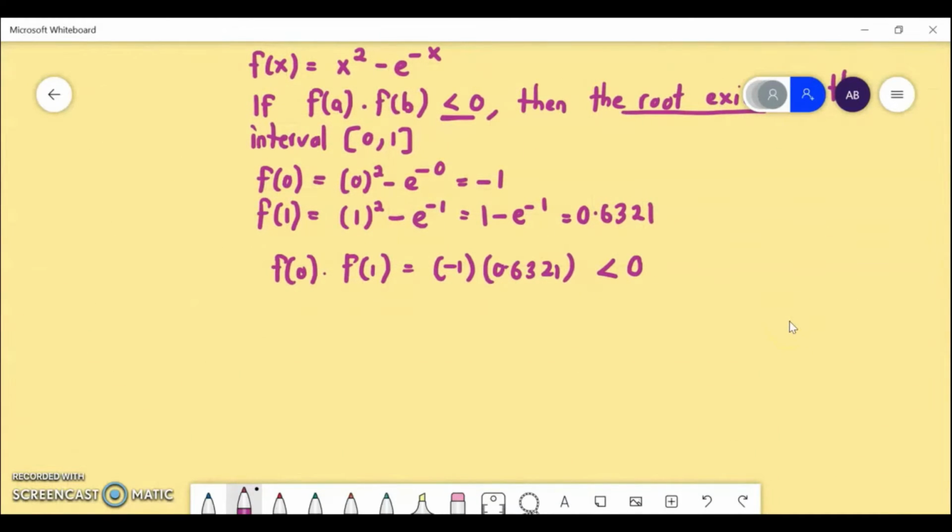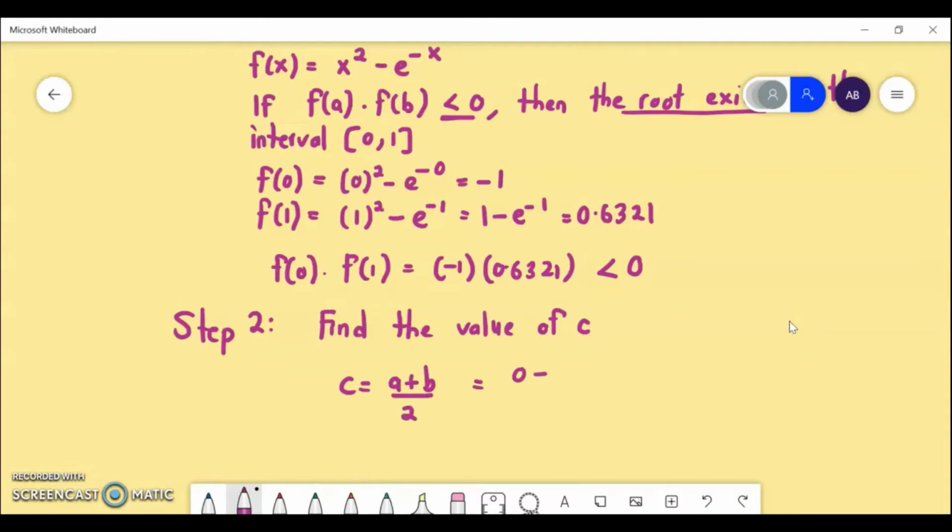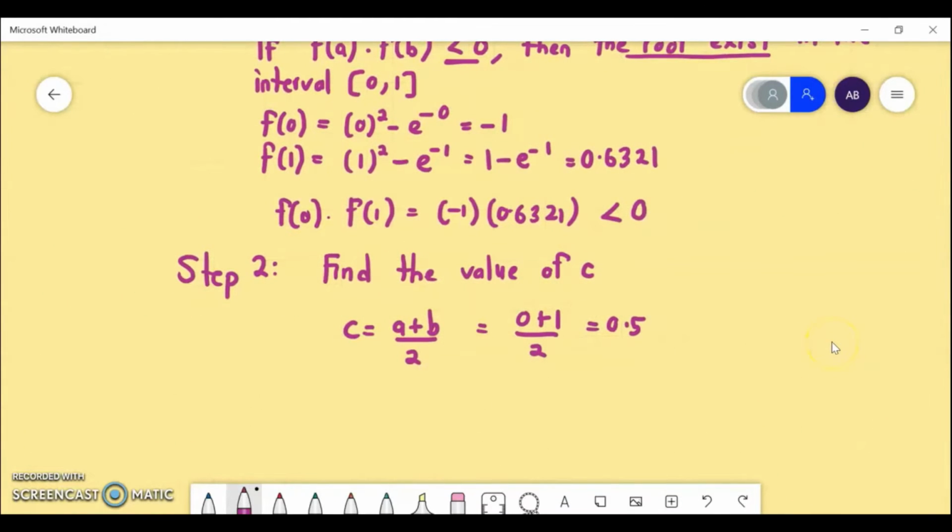Okay, now what is the second step? Step number 2 is find the value of c, such that c equals a plus b over 2. So 0 plus 1 over 2, which is 0.5.